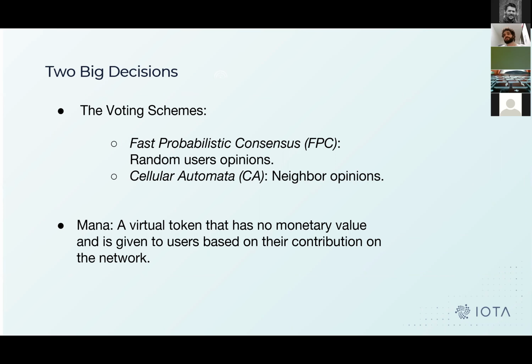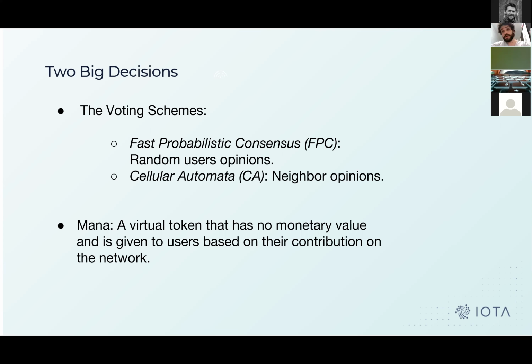The second thing we decided there is actually on the existence of mana. Mana, as it says here, is a virtual token that has no monetary value, and it's given to users. I mean, at least let's say this is an initial thinking of mana, based on the contribution to the network.